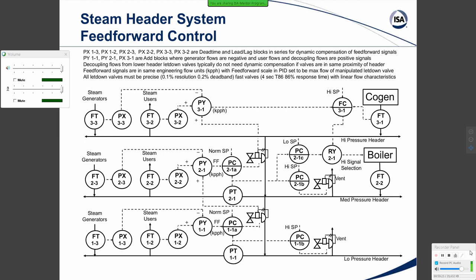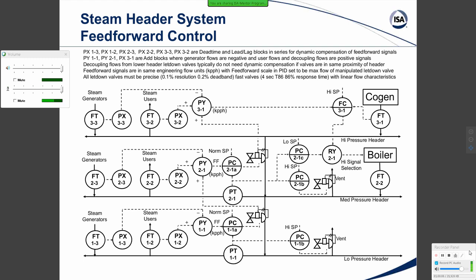So in other words, as the letdown valve to the lower pressure header changes, why not immediately change letdown position from the high to medium pressure header, so that you don't upset the medium pressure header from the letdown valve to the low pressure header changing. And there the dynamic compensation is zero if you have valves that are linear and have a very fast time response and the same time response. And otherwise, the dynamic compensation for the feed-forward summer.